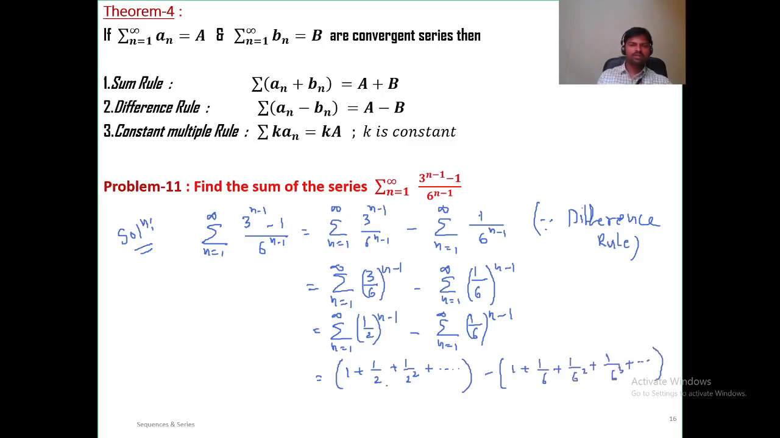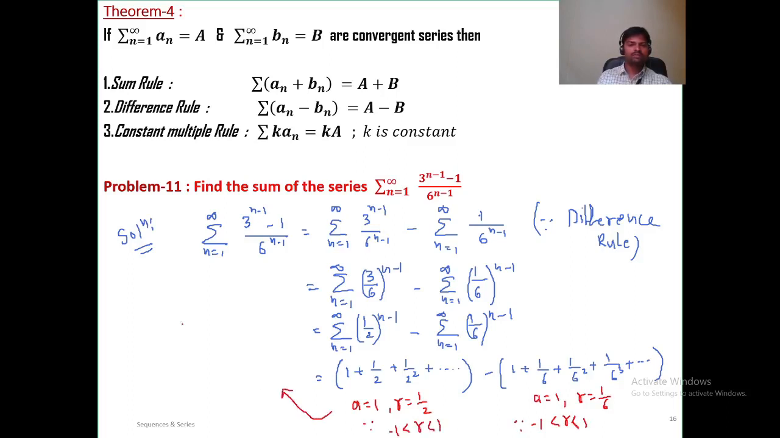Since it is a geometric series, here a is equal to 1 and r is equal to 1 by 2, and in this a is equal to 1 and r is equal to 1 by 6. So clearly r is lying in the interval minus 1 to plus 1, therefore this series converges. And here also, since r is lying in the interval minus 1 to plus 1, this series also converges. So both the series converge, and which number do they converge to?